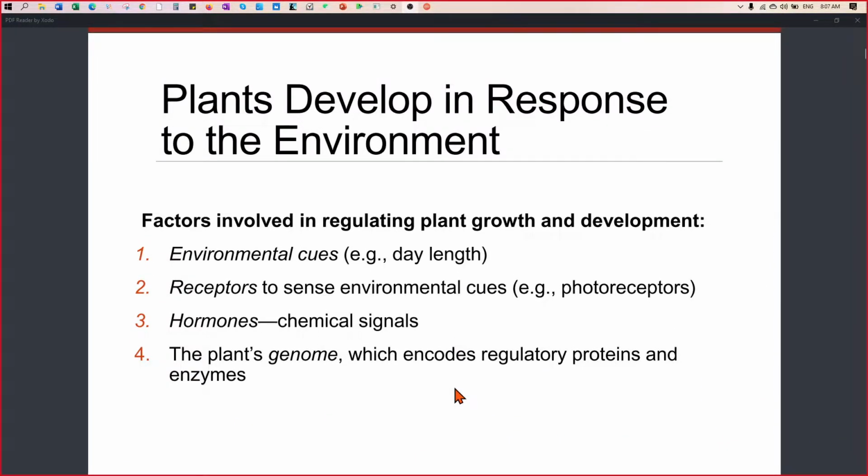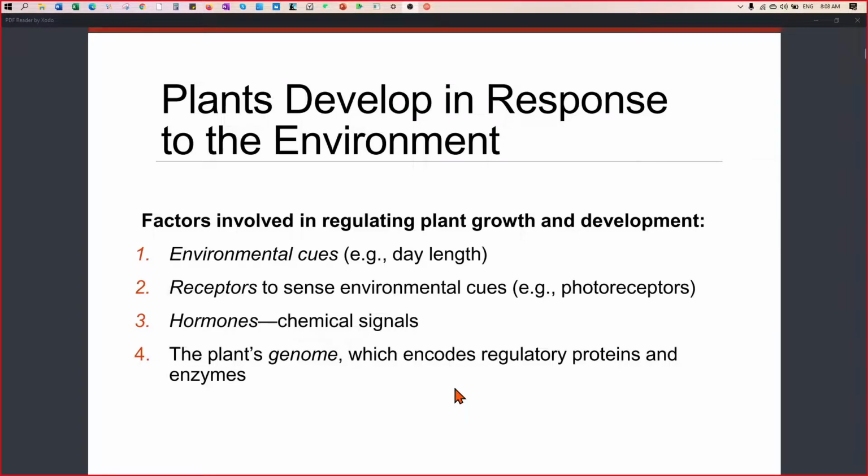Right. So factors involved in regulating plant growth and development, as you have seen in the first slide, can be exogenous and endogenous. But if the stimuli are present, but nothing is there to perceive or capture and interpret the signals, nothing much is going to happen. So you need your stimuli, your environmental cues, for example, day length, maybe temperature and so on. And then you need receptors to sense the environmental cues. In the final section of this lesson, we're going to look at examples of photoreceptors. And then the hormones in plants.